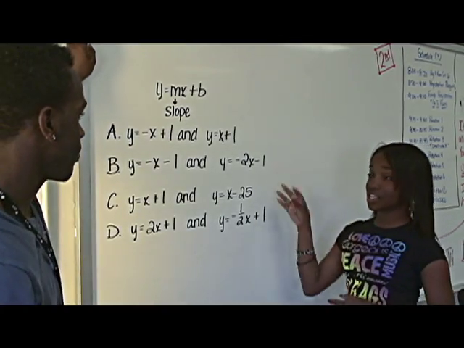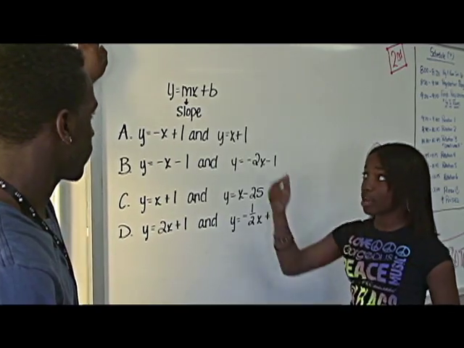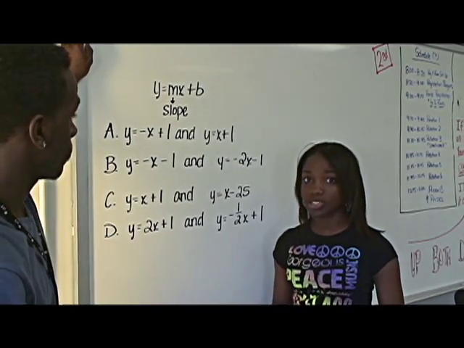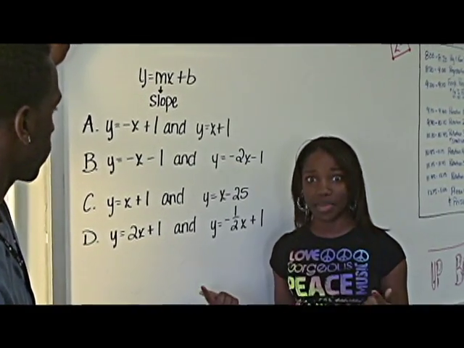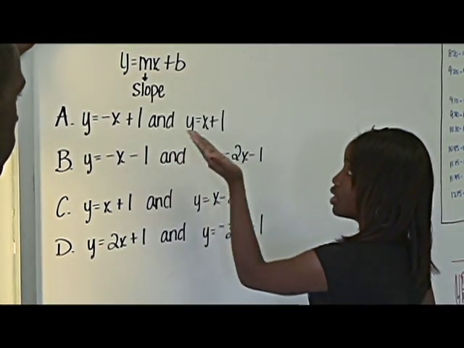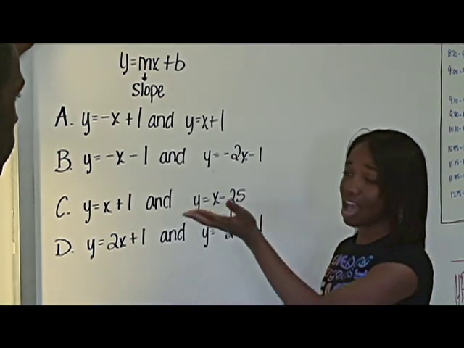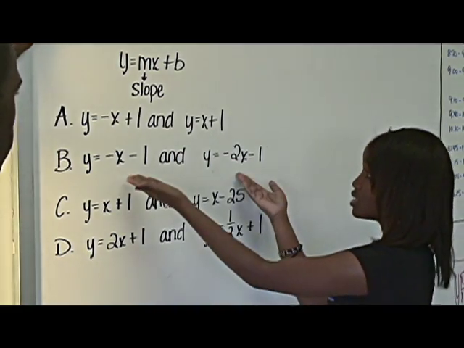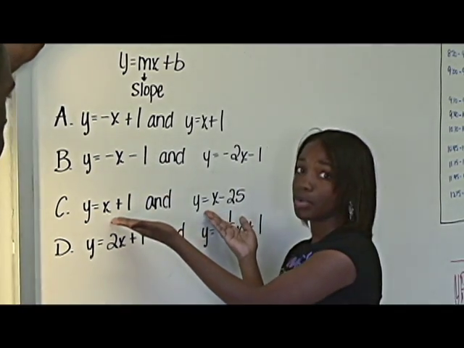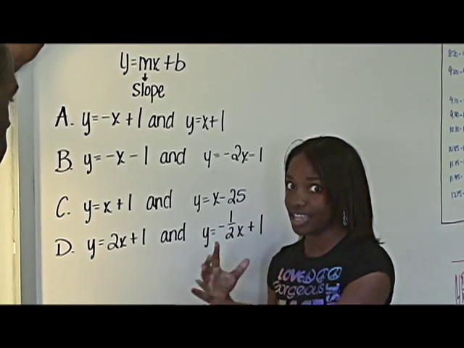Well, all of these equations are in slope-intercept form, where m here represents the slope. So in order for them to be parallel, the slopes must be equal to each other, or the same in both equations. In A, you see that there's negative 1 and 1, so that's obviously not the answer. And these two slopes right here aren't the same either. But these two here are, but we still have D, so we must wait and see.